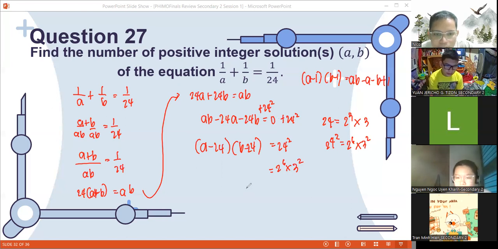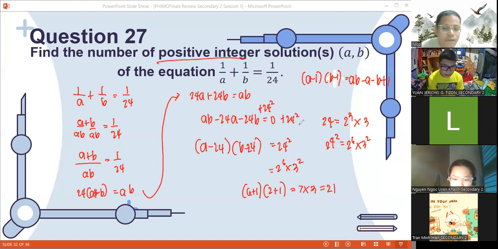Number of factors, it's just 6 plus 1 times 2 plus 1. That is 7 times 3, which is 21. Take note, it should be positive, so not including the negative. So this is our final answer. It's the same as what we had last time, right?